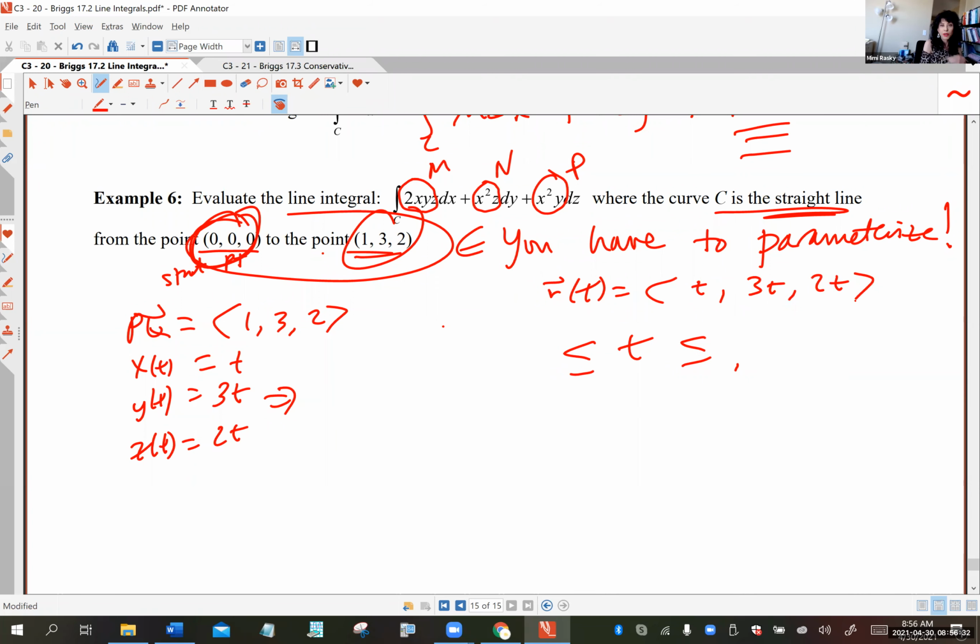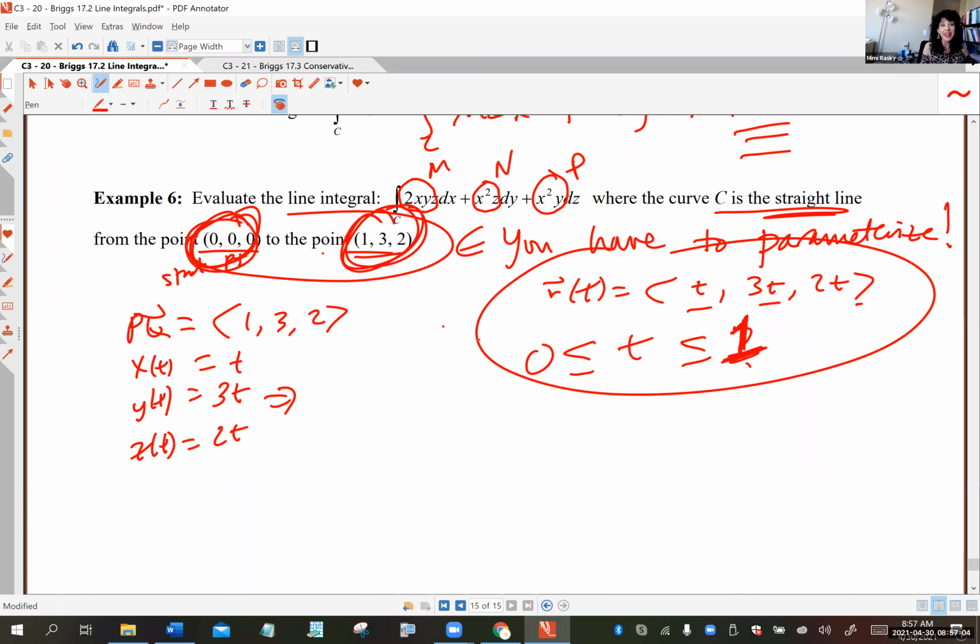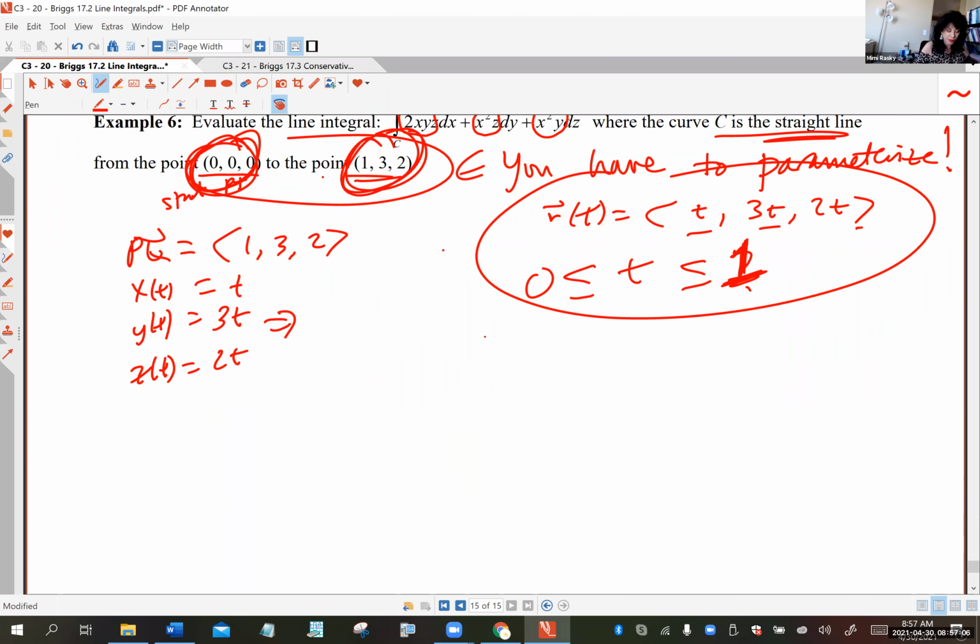And then what are your starting and stopping values for time that's going to match the starting and stopping points on this line segment? Well, if we let time equal 0 seconds to start, that'll get us at the point 0, 0, 0. And if we let time equal what? What do you think? That will get us to the stopping point 1, 3, 2. 1. Yeah, 1. You plug that in your vector valued function here, t, 3t, 2t, and you'll get the point with coordinates 1, 3, 2. So here we have the parameterization. Yay! That's worth a point or two on a problem.